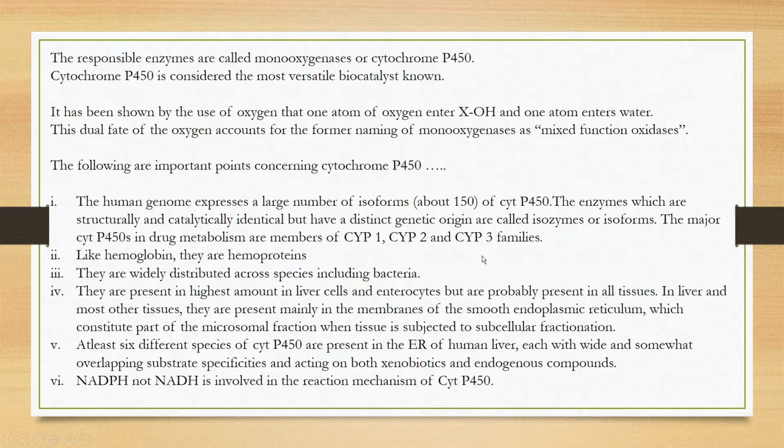The human genome expresses a large number of isoforms, about 150 of cytochrome P450. The enzymes which are structurally and catalytically similar but have distinct genetic origin are called isozymes or isoforms. The major cytochrome P450s in drug metabolism are members of the cytochrome P450 1, 2, and 3 families.